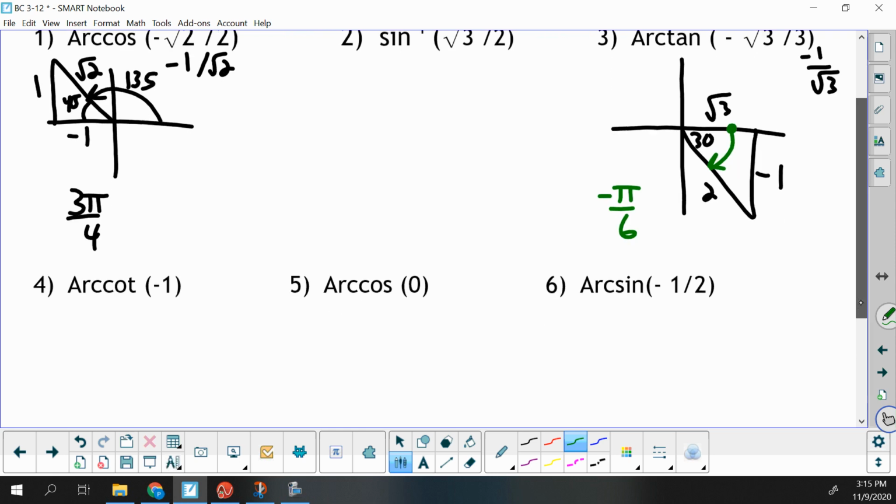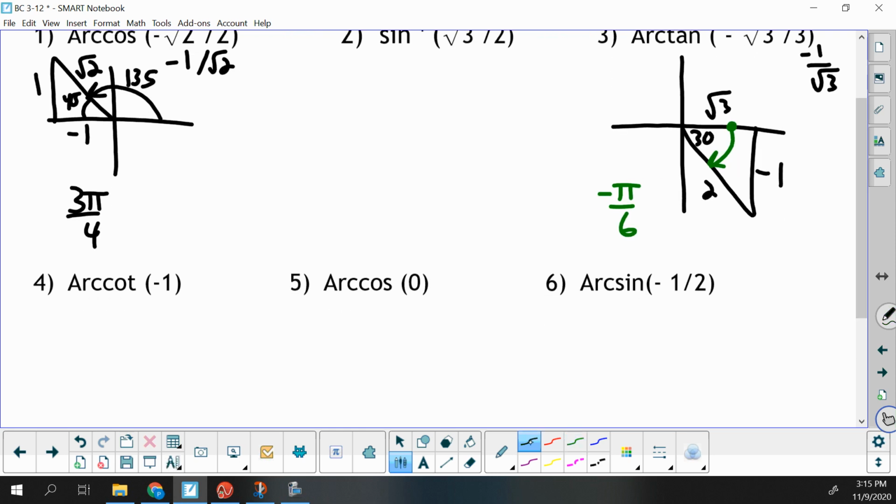We're going to do 5 together next. So arc cos of 0. So what that's saying is when you have a ratio of 0 for what angle value of cos? Well, cos is 0 at pi over 2. That's one of our nice values from the unit circle.